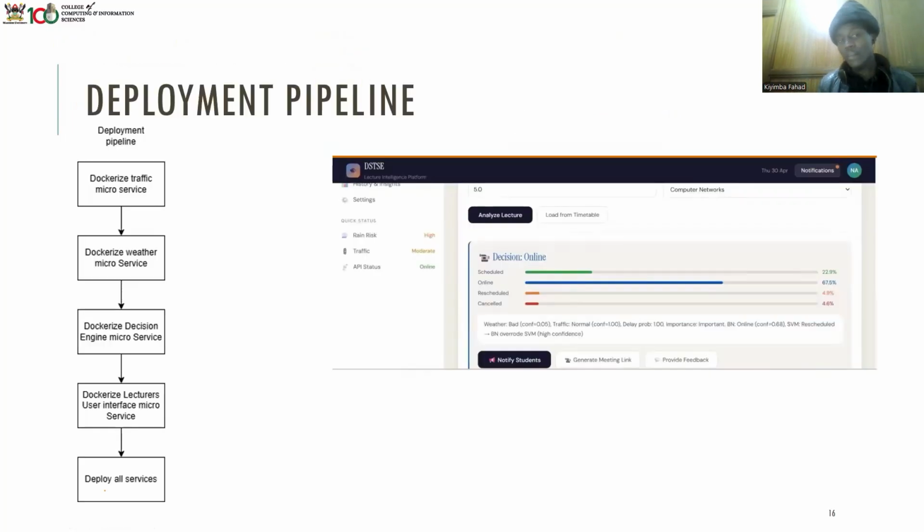So we can see now the deployment pipeline. After compressing, we had to dockerize the traffic microservices, dockerize the weather microservices, and also dockerize the decision engine microservices. The decision engine is the SVM and the Bayesian network. These were small, we didn't compress them, okay? So we also have to dockerize the user interface microservice. Then we deploy the model, and you can see our deployed model. We could see an instance that leads to the Bayesian override, okay? And with the causal reason just right over here, just like you can see, okay?